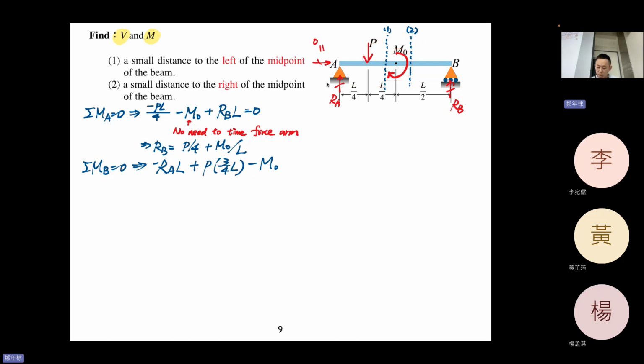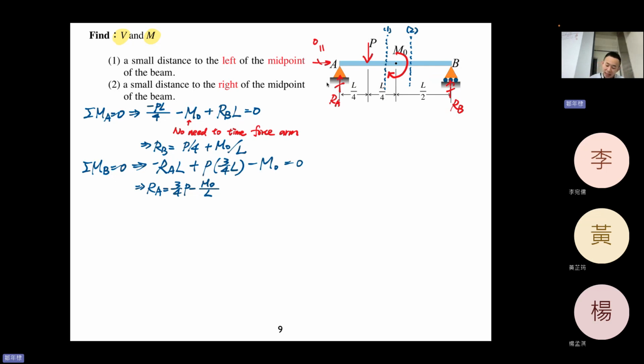So M0 for both origin A and B, they are all minus because M0 is just the minus in the system. We apply sigma M equal to 0, and then we can get RA equal to 3 over 4 P minus M0 divided by L. So RA and RB are all solved.